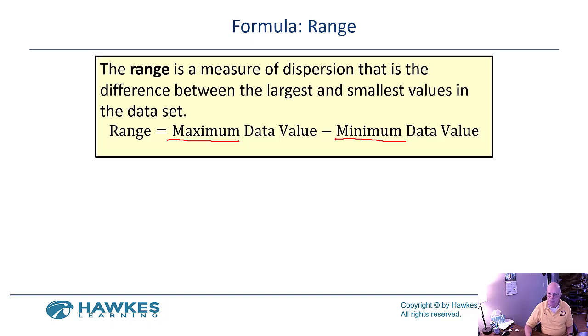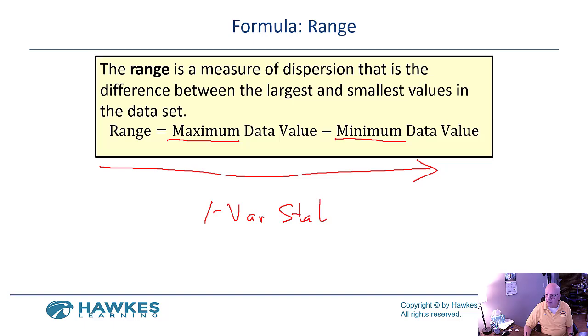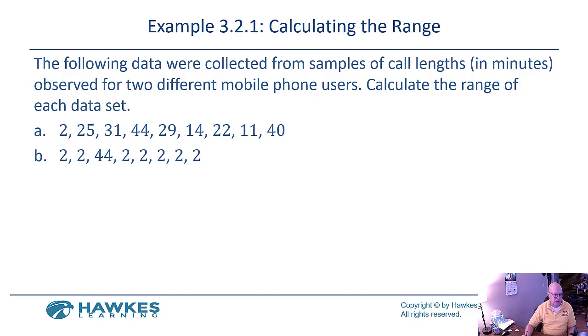Very easy. You can do that for one thing by arranging your data from smallest to largest or largest to smallest, either way. You can actually do one variable statistics on your calculator, and that'll give you a max and a minimum value. Subtract those, you got your range.